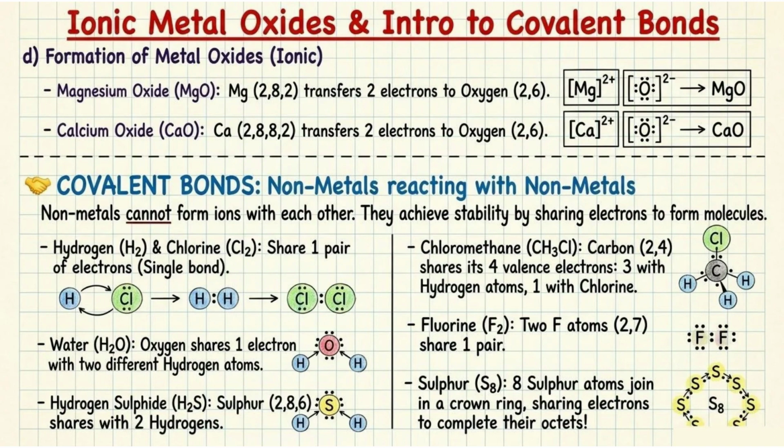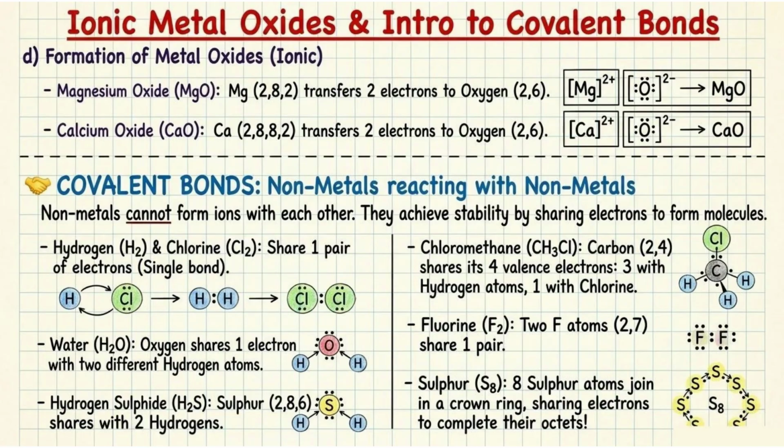In hydrogen gas, H2, and chlorine gas, Cl2, the 2 atoms share exactly 1 pair of electrons between them, creating a single bond. In water, H2O, 1 oxygen atom shares 1 electron with 1 hydrogen and 1 electron with a second hydrogen. Hydrogen sulfide, H2S, is the same. Sulfur shares with 2 hydrogens. In chloromethane, CH3Cl, carbon has 4 outer electrons. It shares 3 of those with 3 different hydrogen atoms and shares its 4th with a chlorine atom. For fluorine gas, F2, the 2 atoms share 1 pair.